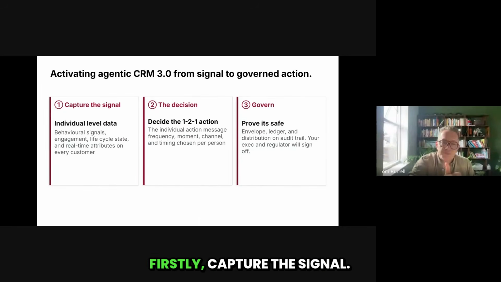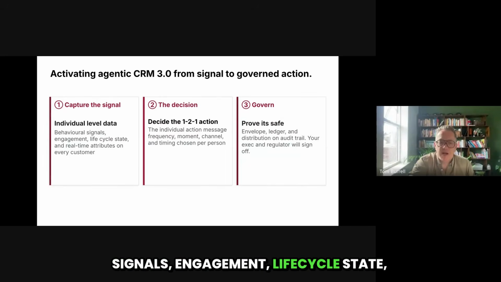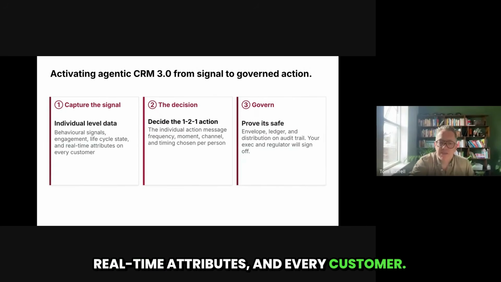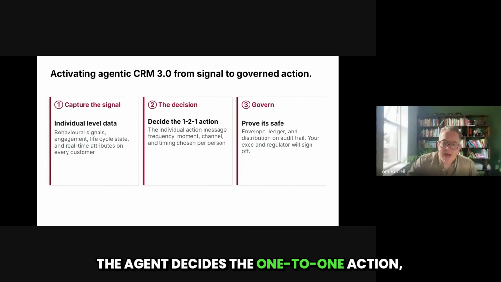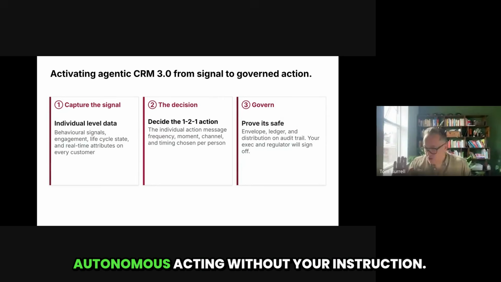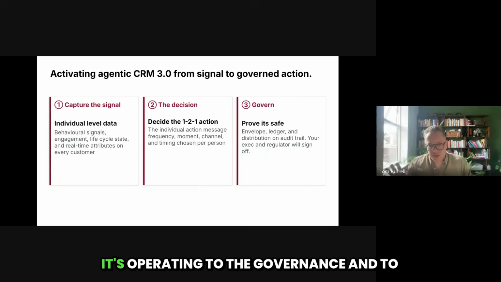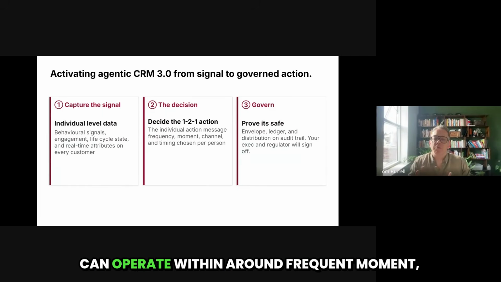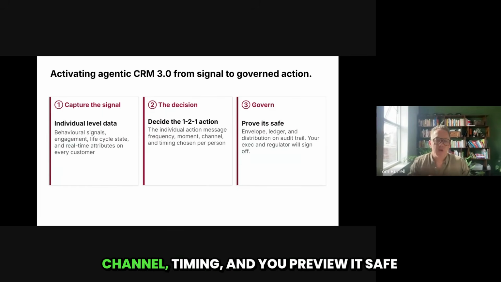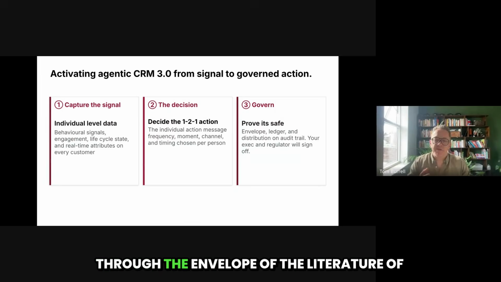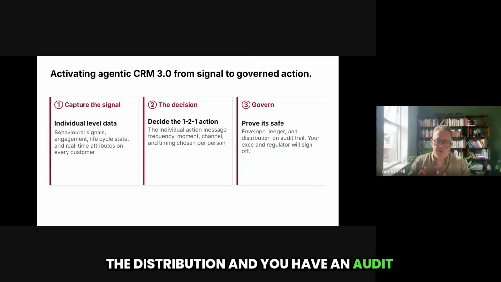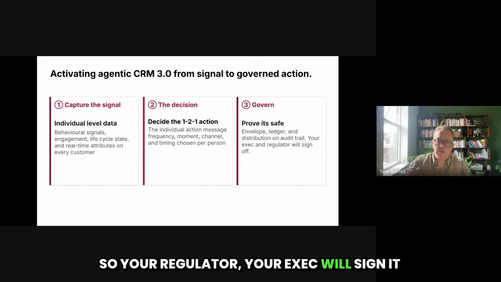But firstly, capture the signal. So individual level data, behavioral signals, engagement, lifecycle state, real-time attributes on every customer. The agent decides the one-to-one action, but it's not autonomous, acting without your instruction. It's operating to the governance and to the action space that you've defined around frequency, moment, channel, timing, and you prove it safe through the envelope, the ledger, the distribution, and you have an audit trail for everything. So that your regulator, your exec, will sign it off.